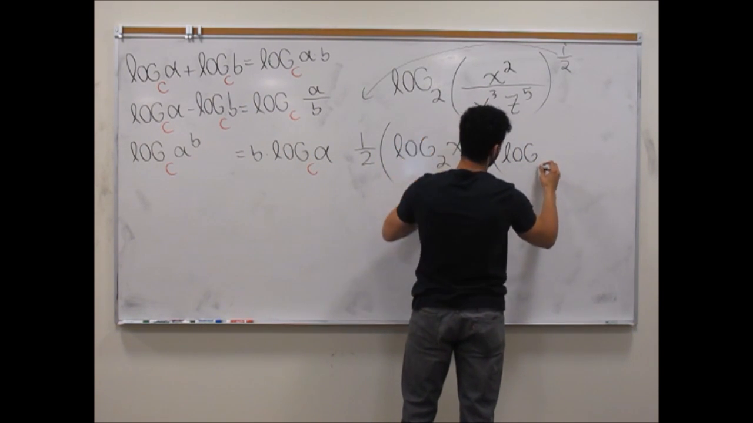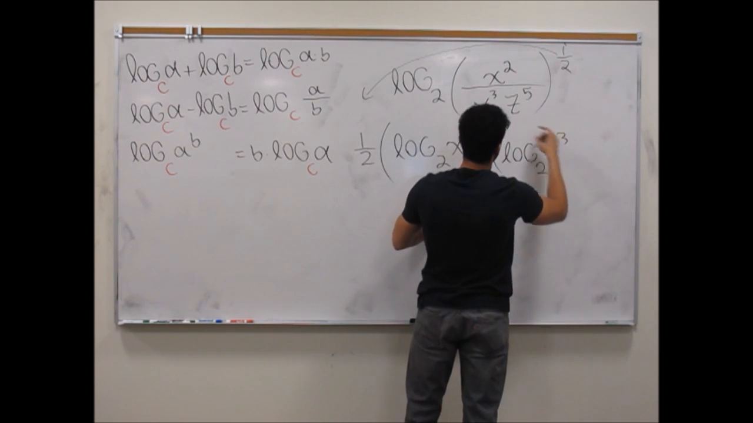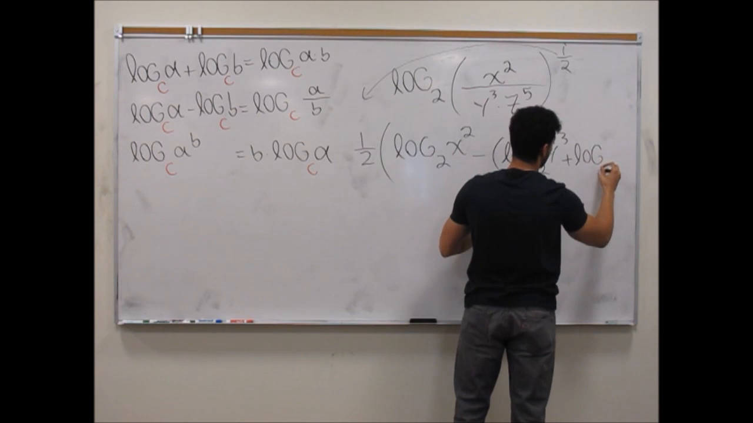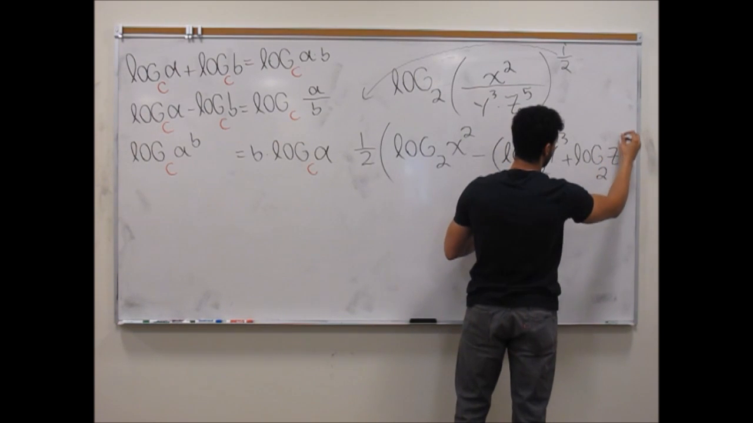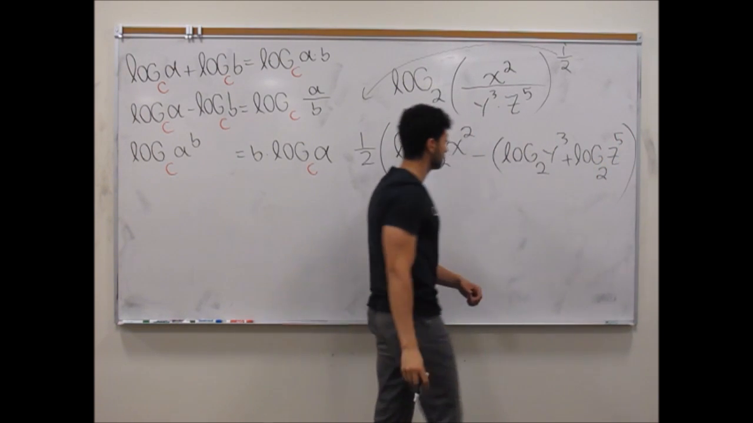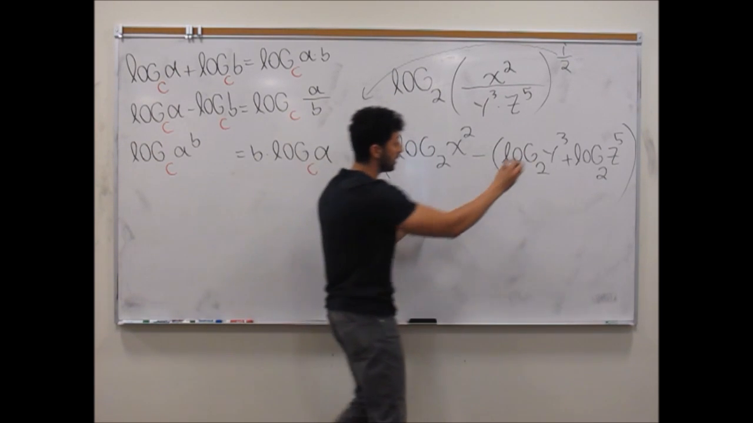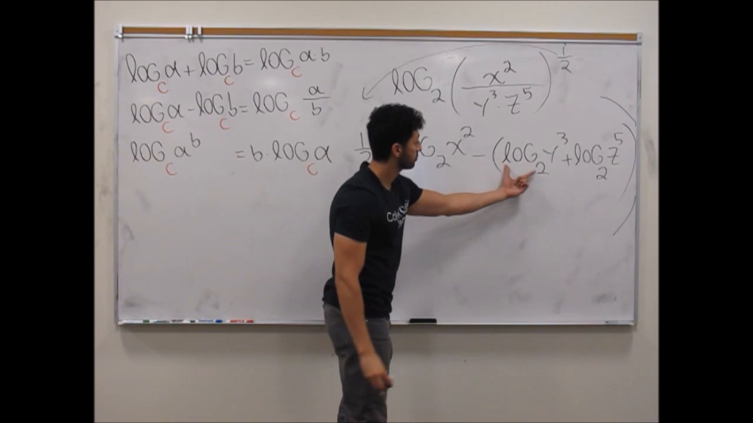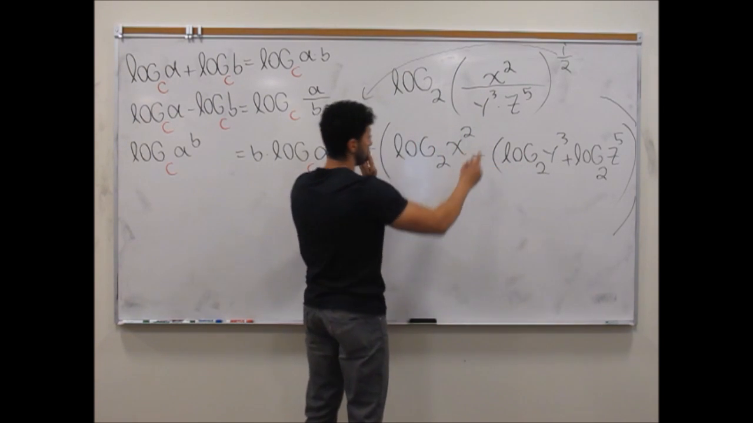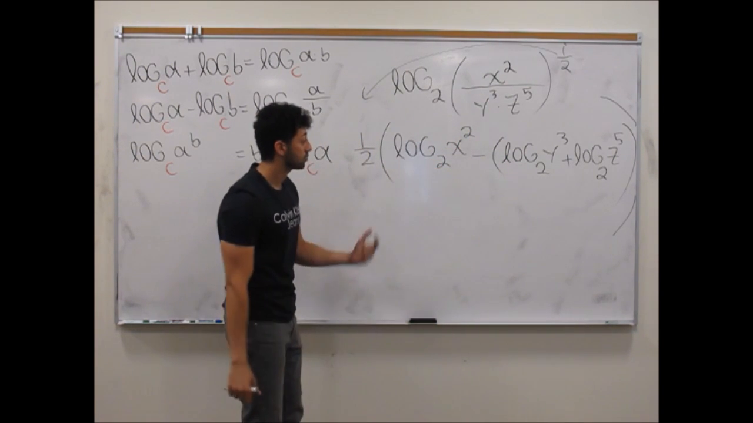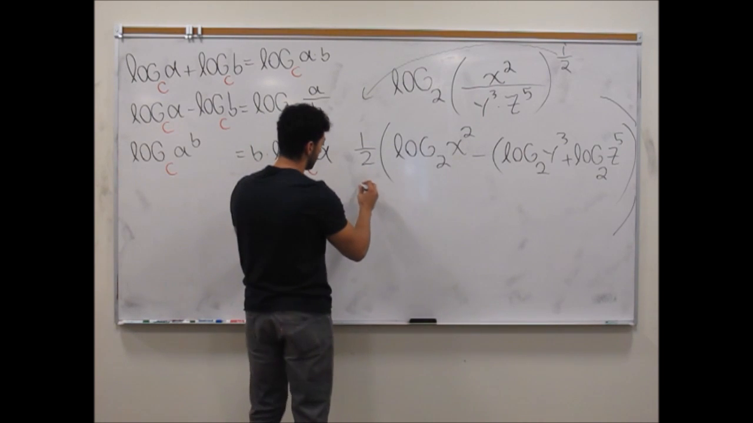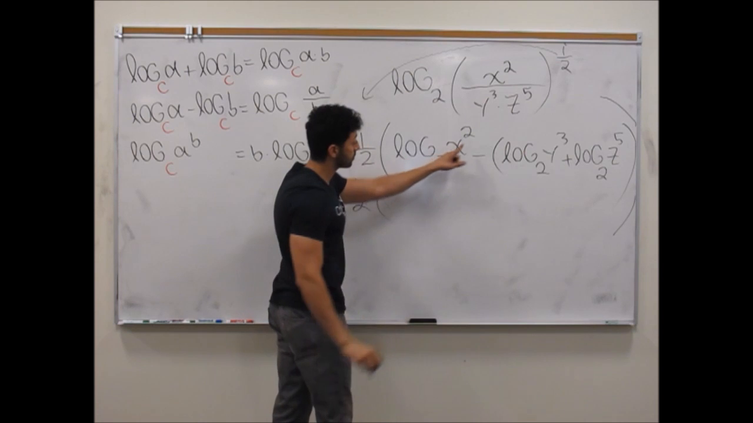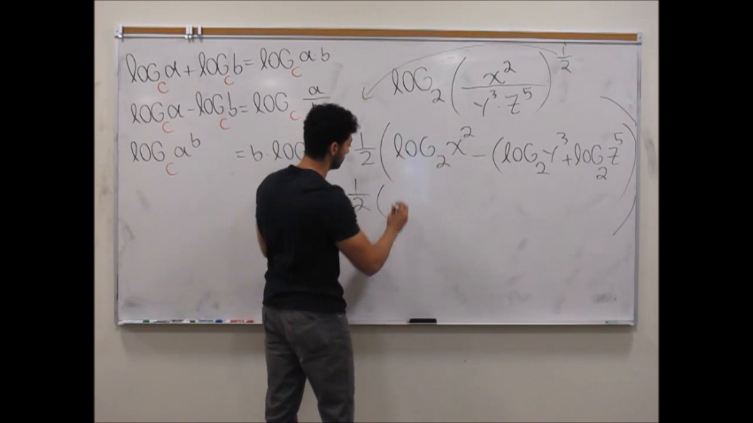Log base 2 of y cubed. So multiplication is addition. Log base 2 of z to the 5th. And there's another parenthesis. I was just closing up the subtraction over here. But that's the actual parenthesis to close up everything. Okay, so this 1/2 is still outside. With this, we can just bring the exponent back.